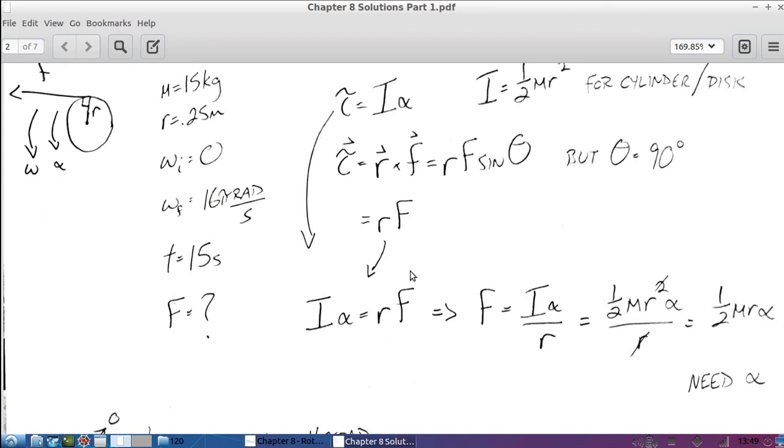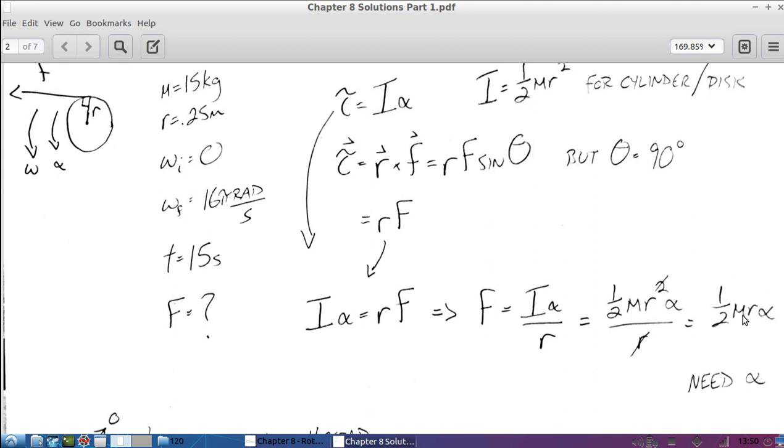I'm looking for this tangential force. Notice I haven't plugged anything in yet because I want a nice expression for my force first. So I'm going to divide both sides by R: F is equal to I alpha divided by R. Now I'd like to substitute my expression for the moment of inertia, 1/2 mr squared. So it's 1/2 mr squared times alpha over R. One r goes away, so here's my expression for my force.